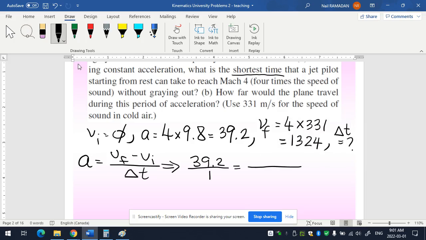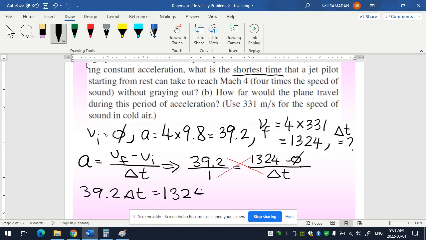What's the final velocity or speed? Speed, no velocity. 1324. What's the initial? 0. Perfect. So really just 1324 over delta t. Great. Now cross multiply. So that means 39.2 delta t equals 1324.